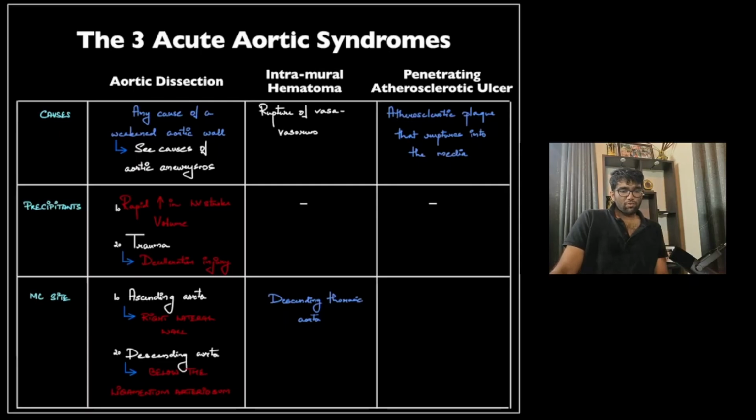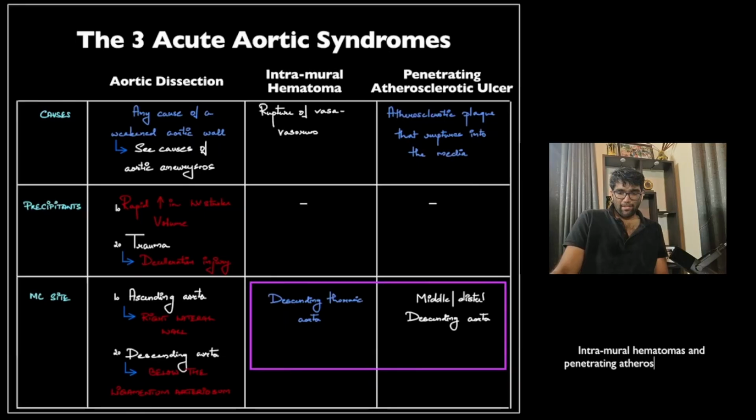The most common site of an intramural hematoma is the descending thoracic aorta, and the most common site of a penetrating atherosclerotic ulcer is actually the middle or distal descending aorta, primarily because of the amount of atherosclerosis that accumulates there. Intramural hematomas and penetrating atherosclerotic ulcers thus affect the descending thoracic aorta and the abdominal aorta preferentially.